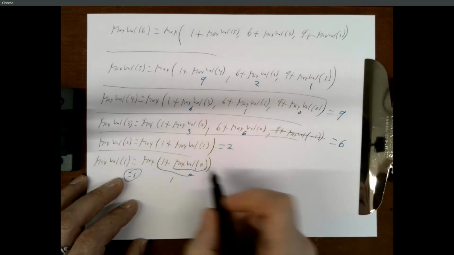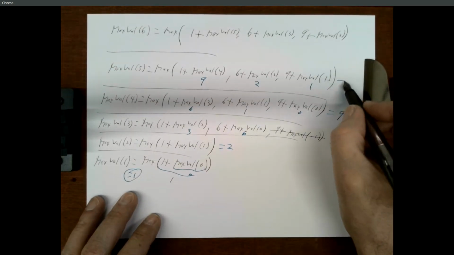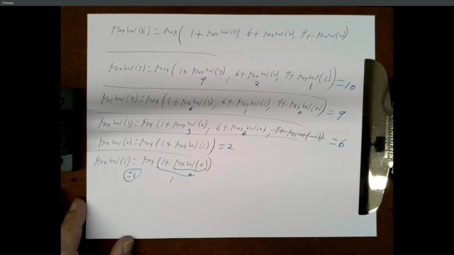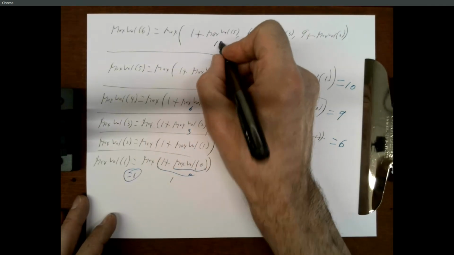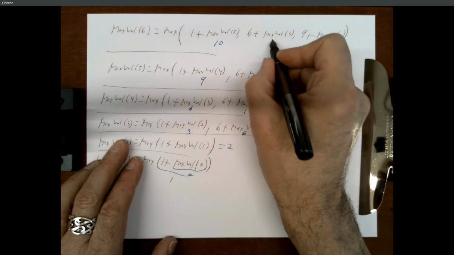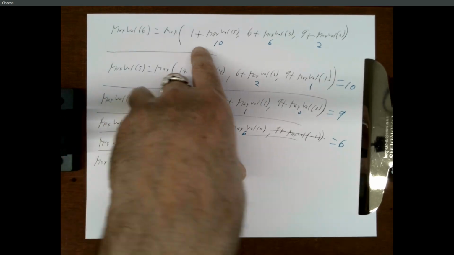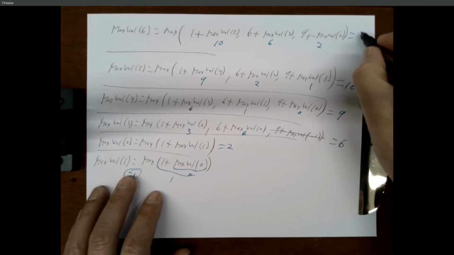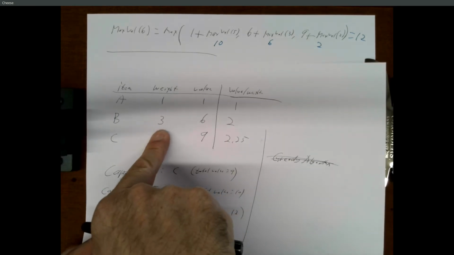Max val 1 is 1. Max val 5 is the maximum of 10, 8, or 10. So that's 10. And then max val 6 is 1 plus max val 5, that's 10. 6 plus max val 3 is 6. 9 plus max val 2 is 8. So it's the maximum of 11, 12, or 11. That's 12. And that's the value we got by doing 2 of our item B's.